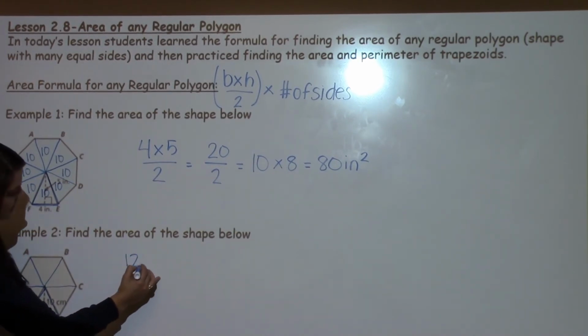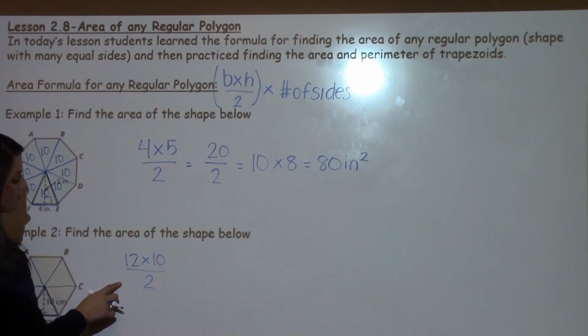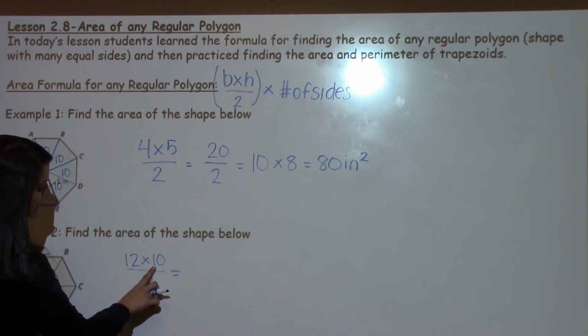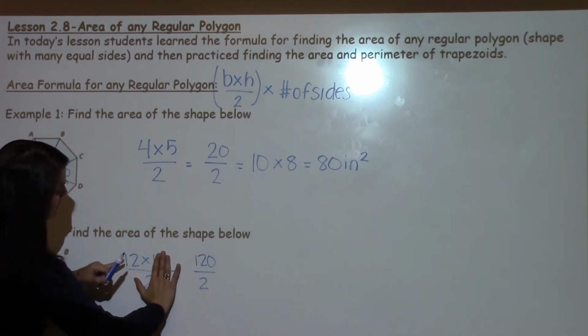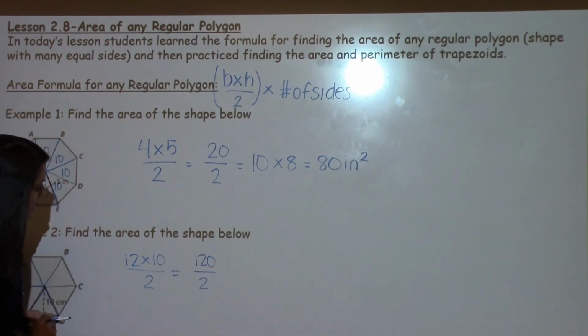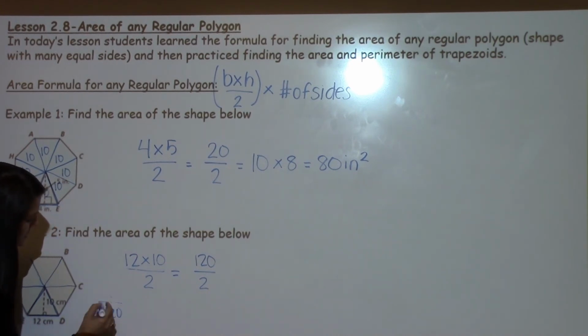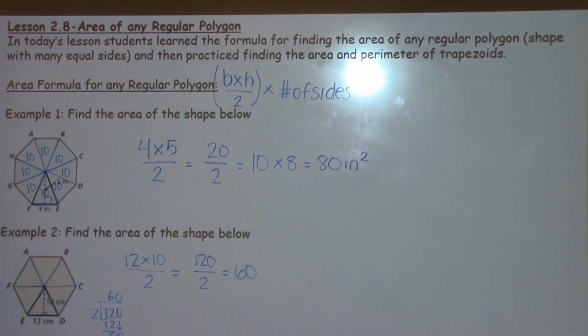So I'm going to take 12 times 10 divided by 2, because that's the base times the height, divided by 2, which is the formula for finding the area of the triangle. I know that 12 times 10 is 120. I used my zeros trick there. Took my 0 off. 12 times 1 is 12. Put my 0 back on. And now I'm going to take 120 divided by 2. 2 goes into 12 6 times. 2 goes into 0 0 times for an answer of 60. Now what that means is every triangle in this shape has an area of 60.